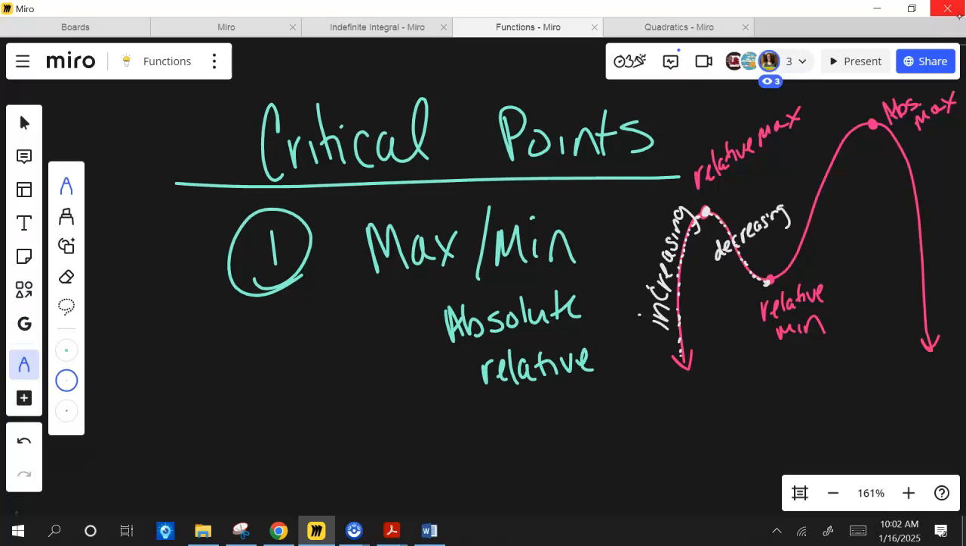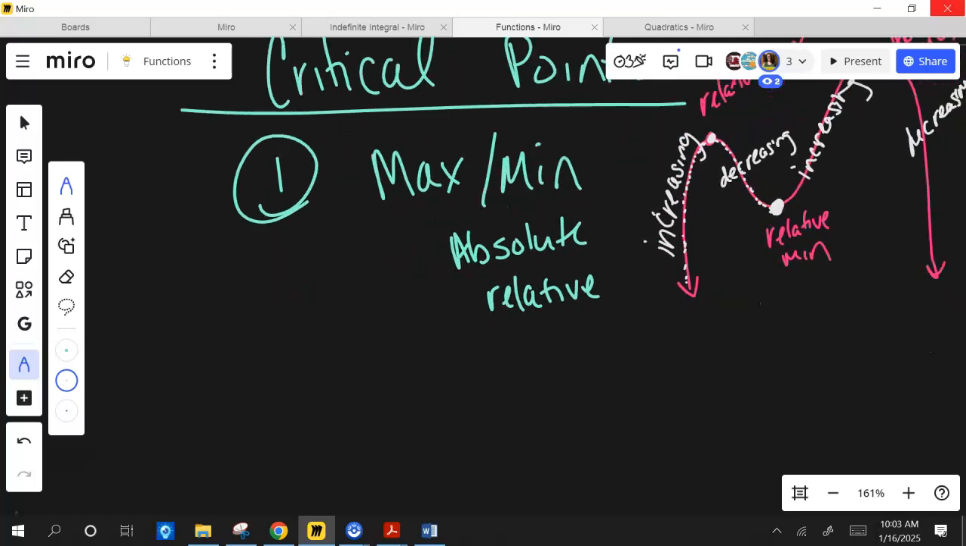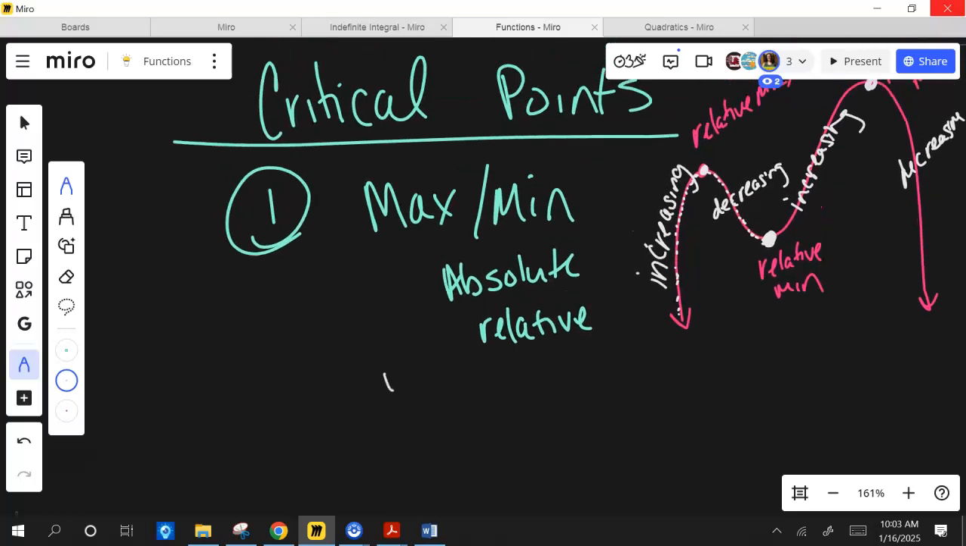And then again, when I hit this relative minimum and up to this absolute max, what is the graph doing? Increasing. And then it starts decreasing again. And so for this reason, because it stops going up and starts going down, we sometimes call these, y'all remember, turning points. It's where the graph turns and changes direction.